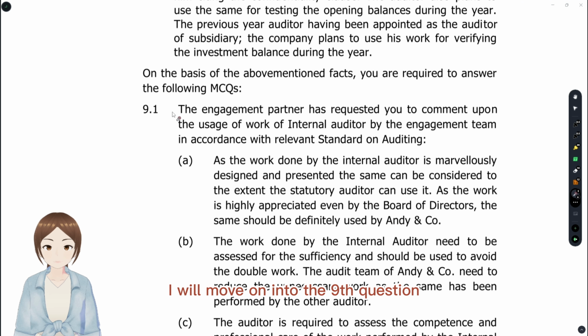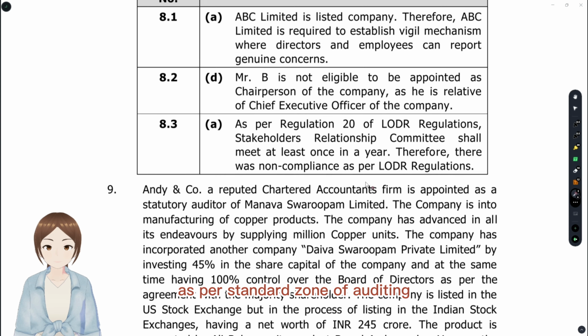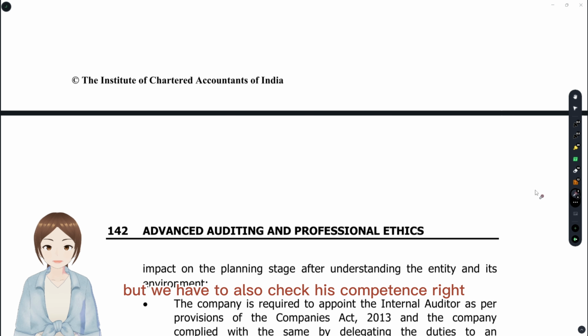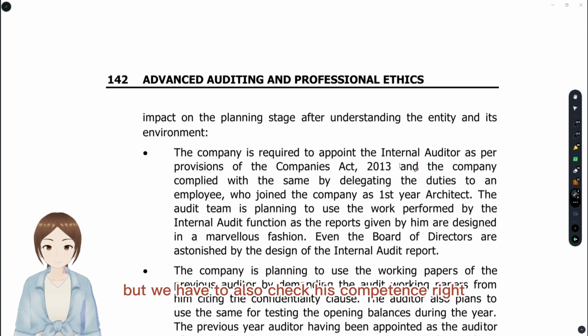We'll move on to the ninth question and see the first question with regards to that. The engagement partner has requested you to comment upon the usage of the work of the internal auditor by the engagement team as per standards on auditing. So we'll see who the internal auditor is here. Yes, we could use the work of the internal auditor, but we also have to check his competence, right? The company complied with delegating duties to an employee. An employee could be an internal auditor for the company who joined the company as a first year architect, but he's not having proper expertise, or he's a fresher, right? So we cannot rely on his work entirely.